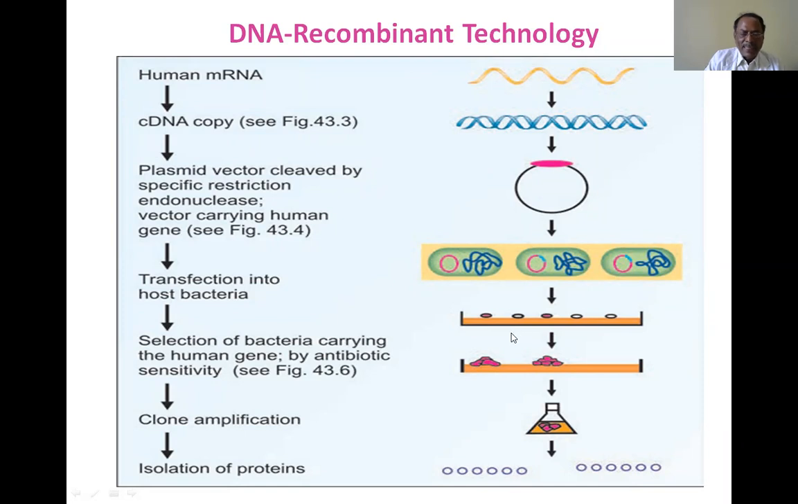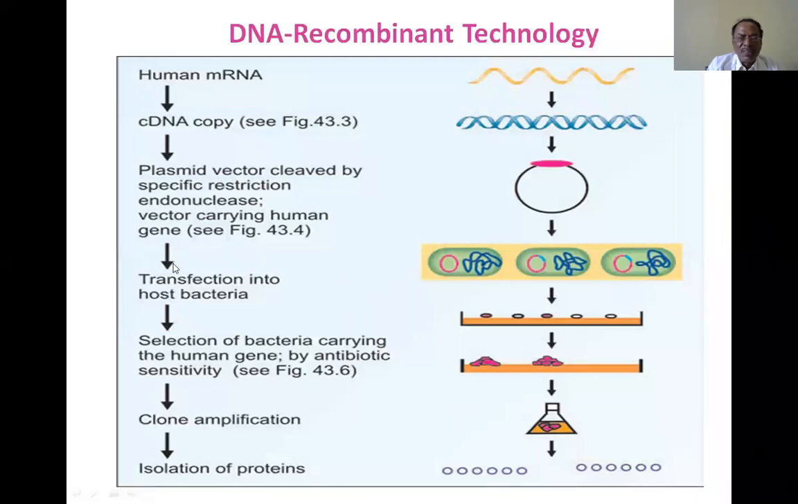And then transfection of vectors into the host, and expression of vectors, and later on the human recombinant proteins are isolated. In this way, what are the various fruits we have got? Now we are able to produce insulin for the treatment of diabetes mellitus.